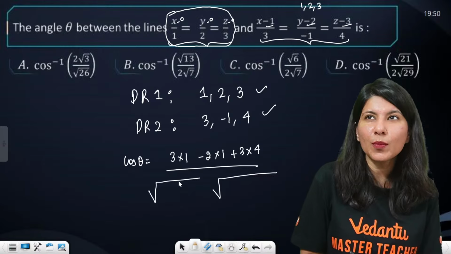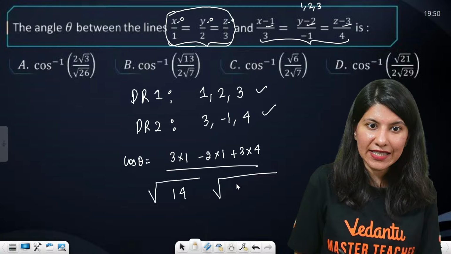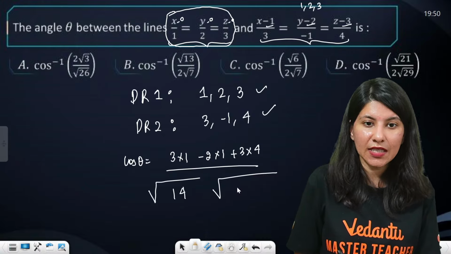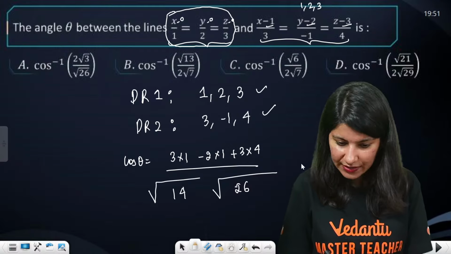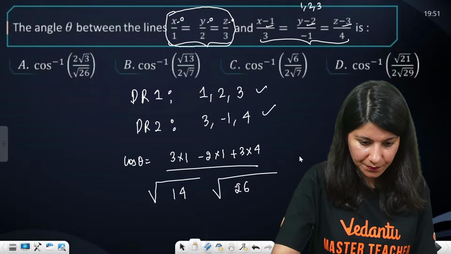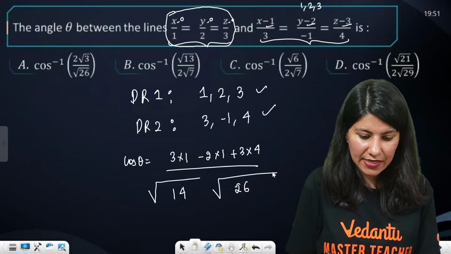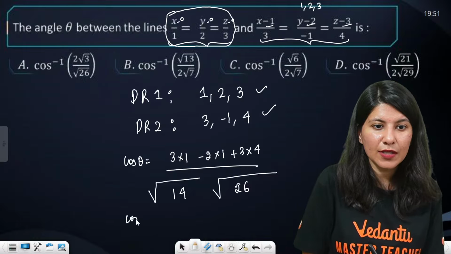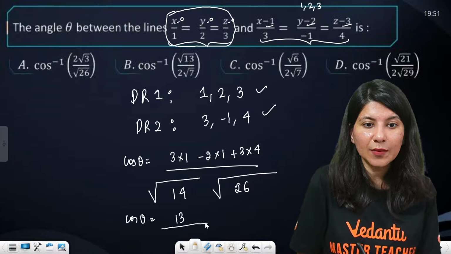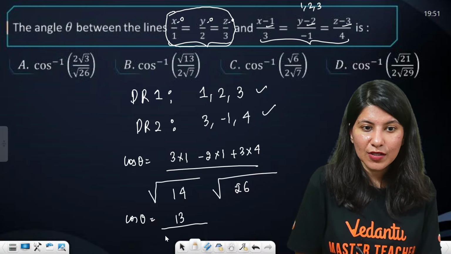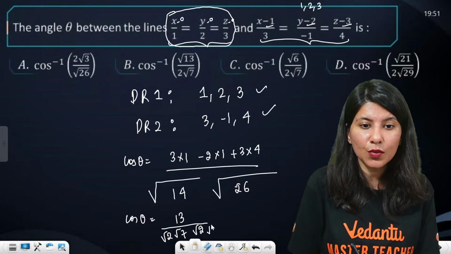So 9 plus 4 plus 1 will be root 14. This is 16 plus 1, 17. 17 plus 9 will be 26. Okay. All right. Is it correct? Correct. Now this is cos theta, which is going to be equal to 3 minus 2, 1, 1 plus 12, 13 by root 14. So this is root 2, root 7. And root 26 is root 2, root 13.